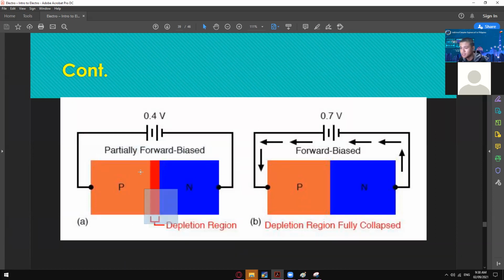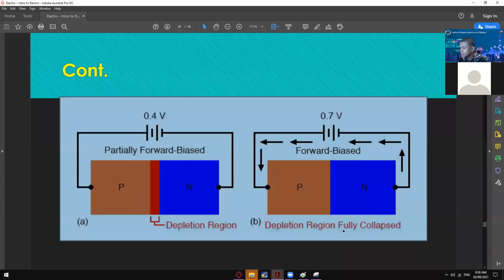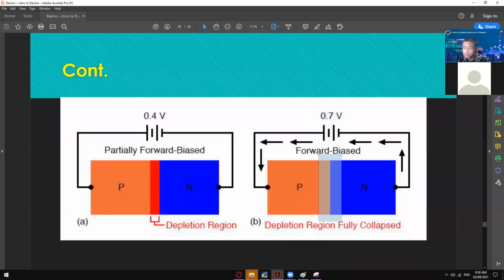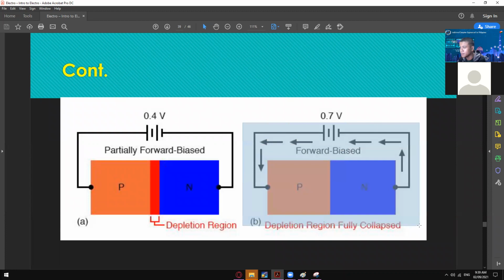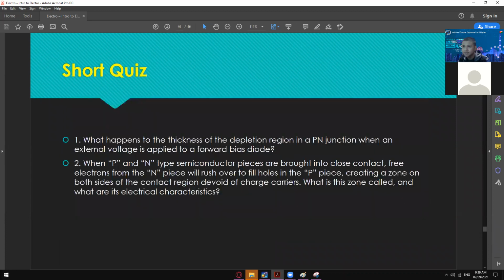As you can see, the depletion region is still there. If we can still see the depletion region, it means it's not enough pressure for the negative side and the positive side to meet each other. And then if we have 0.7 volts, as you can see, the depletion region is fully collapsed, meaning the negative and the positive can freely meet with each other. Then we now have the flow of current right here. So this is already a complete forward bias.